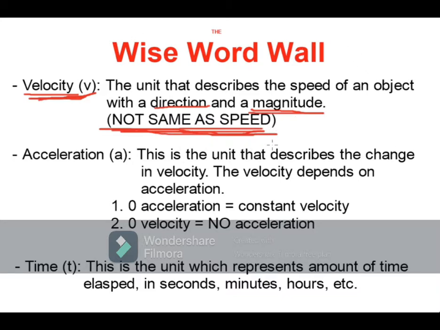Okay, so the next vocab word is acceleration. Acceleration is the unit that describes the change in velocity. The velocity depends on this acceleration. So for example, if I had my velocity at 0 meters per second, and the acceleration is 1 meter per second squared, that's the unit.